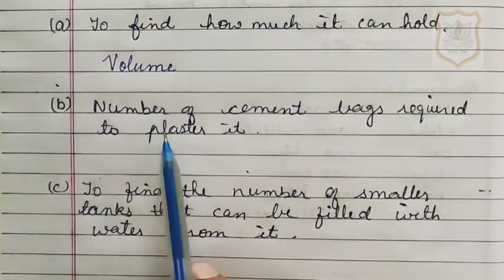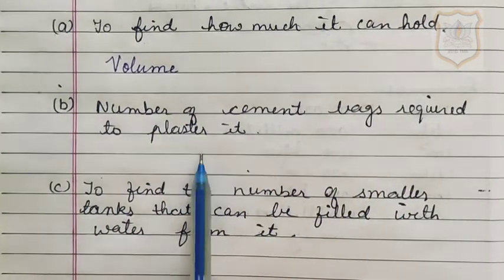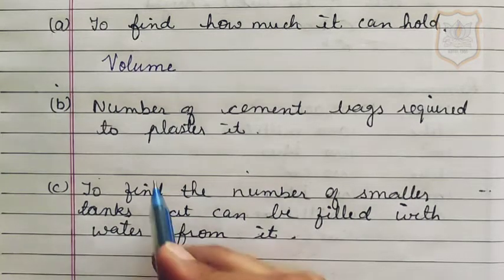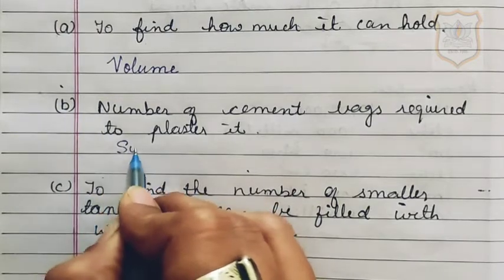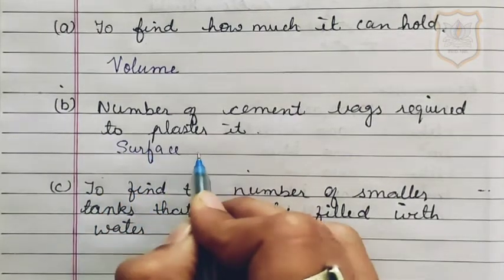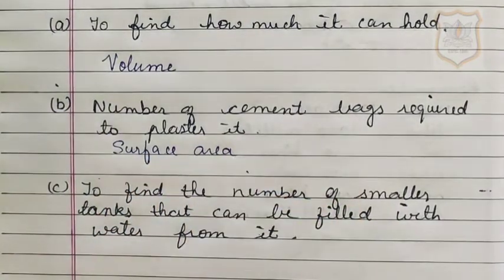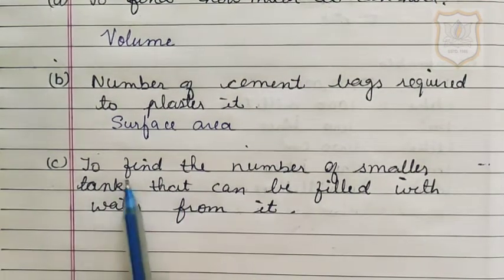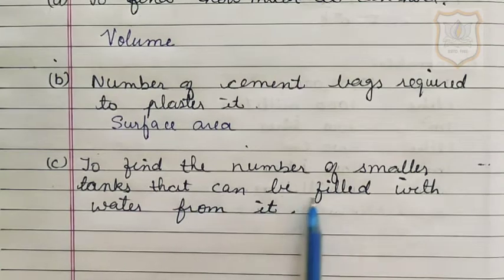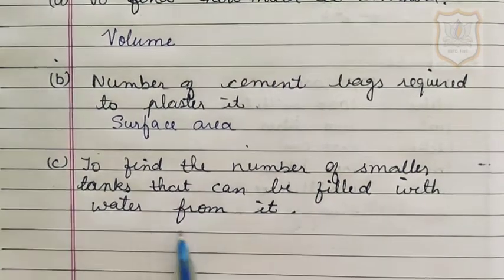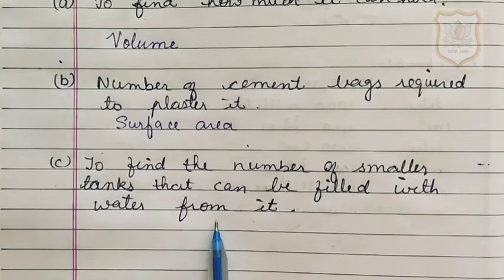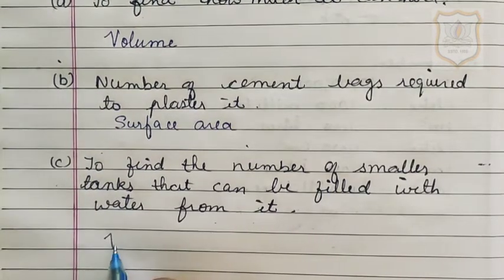In B situation, number of cement bags required to plaster it. Here we have to cover the region. So to cover the region we will use surface area. In C situation, to find the number of smaller tanks that can be filled with water from it. Here we have to fill water from that containers. So we will use the formula of volume.